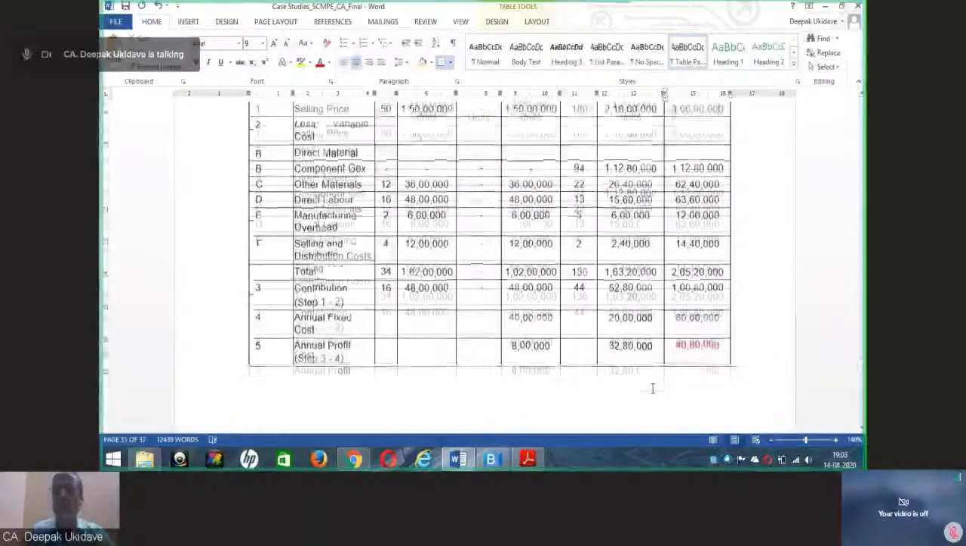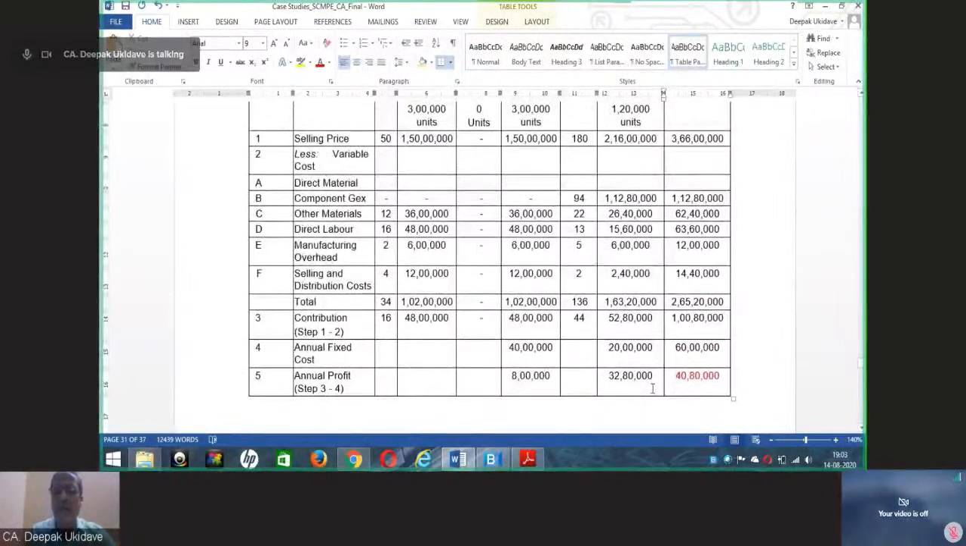If you wish, you can also do a direct calculation where you multiply the contribution per unit by the number of units, and get the total profit. That is also possible. But to be on the safer side, it is better to prepare a chart. Now let us look at the analysis.